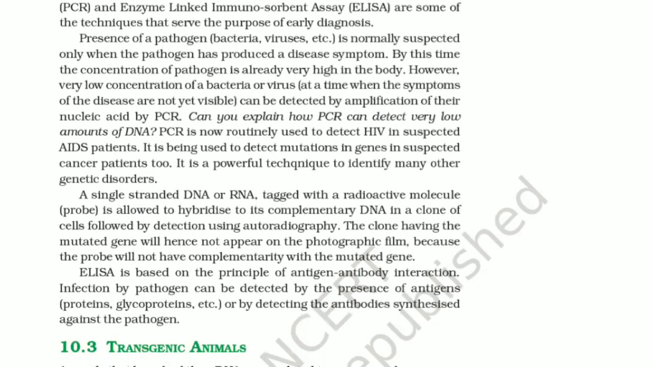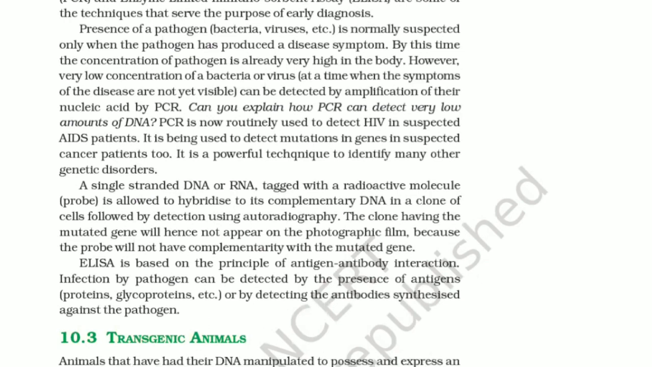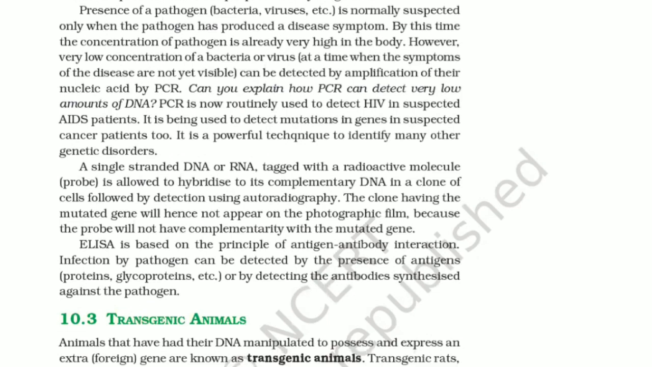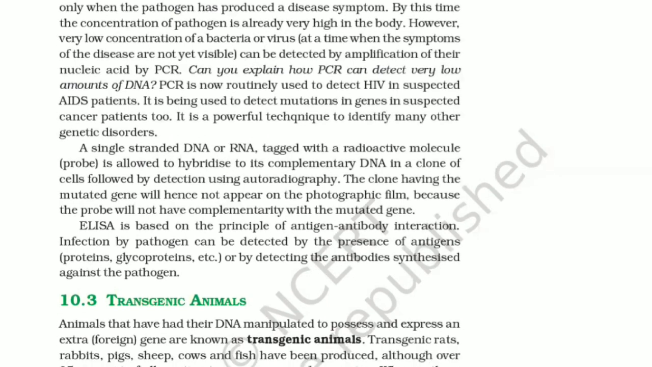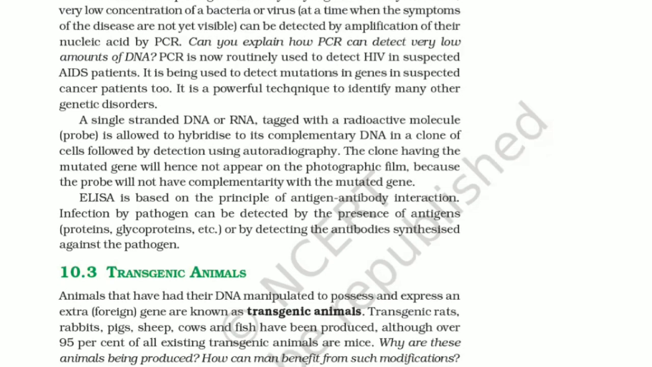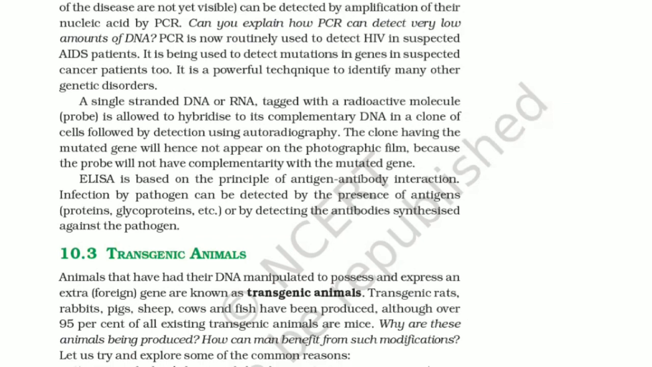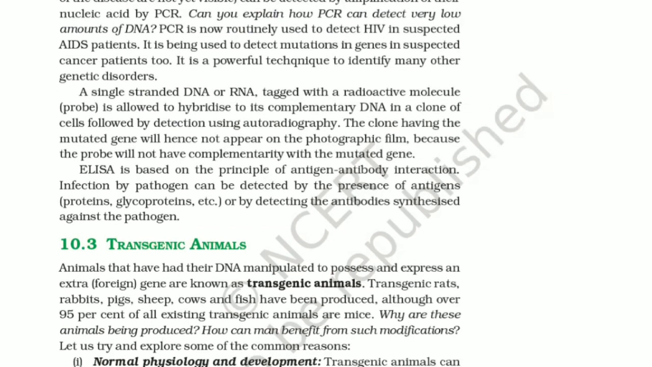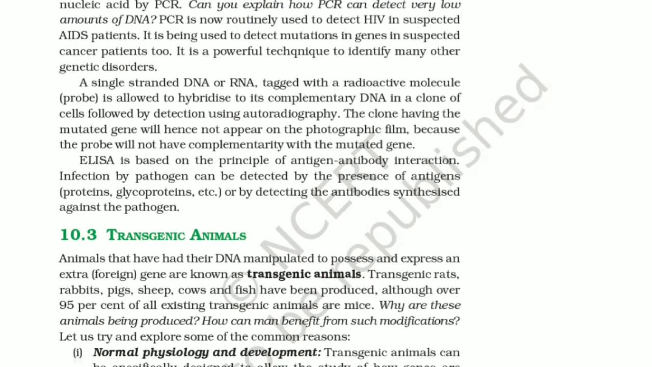Presence of a pathogen, that is bacteria, viruses, etc., is normally suspected only when the pathogen has produced a disease symptom. By this time, the concentration of pathogen is already very high in the body. However, very low concentration of a bacteria or virus, that is at a time when the symptoms of the disease are not yet visible, can be detected by amplification of the nucleic acid by PCR. Can you explain how PCR can detect very low amounts of DNA?